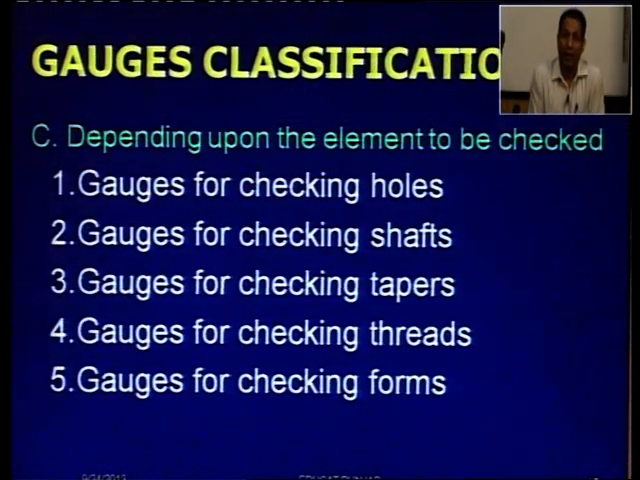Fourth is depending upon the elements to be checked. If we have to check holes, there will be a special gauge for that. That gauge is called a hole check gauge. If we have to check the dimension of a shaft, how much the diameter is, inner diameter or outer diameter, if the shaft is hollow, that is called gauges for checking the shaft. Then gauges for checking the taper. A shaft or some component is not straight but tapered. How we check the taperness, whether it is Morse taper or any other kind of taper.